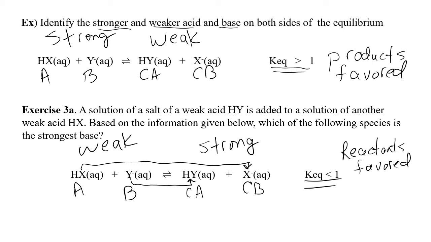The question says, which of the following species is the strongest base? Well, the strong side is your product side. That's what our K value told us. And I know that X minus is the base on that side. So I've just identified the strongest base.